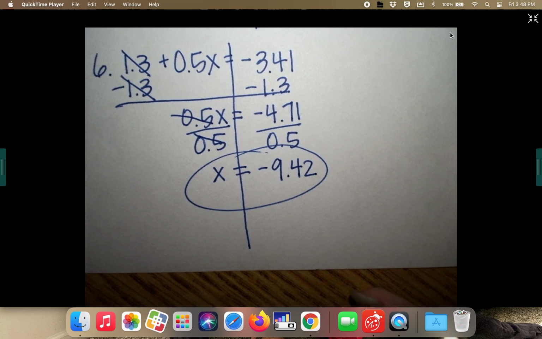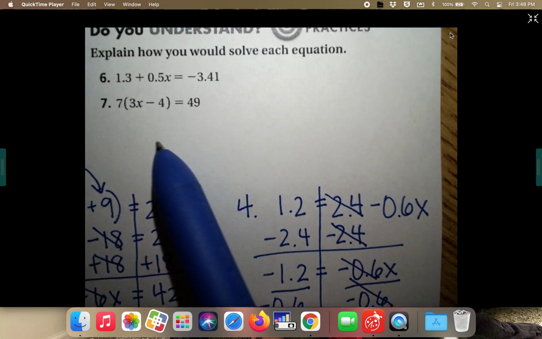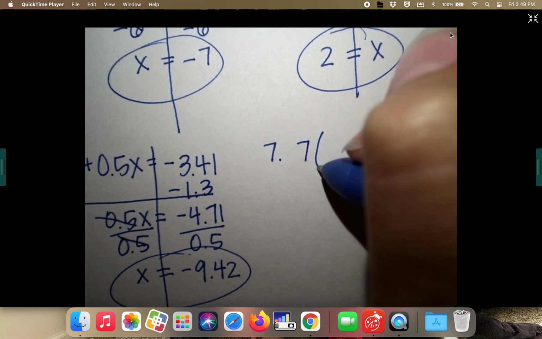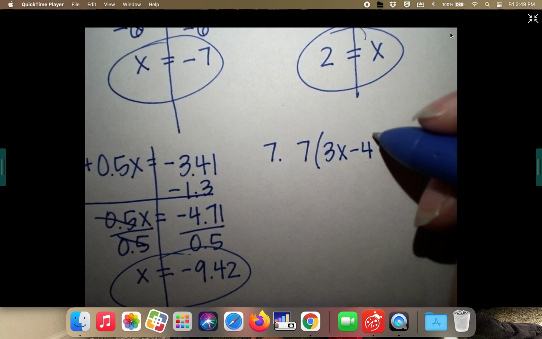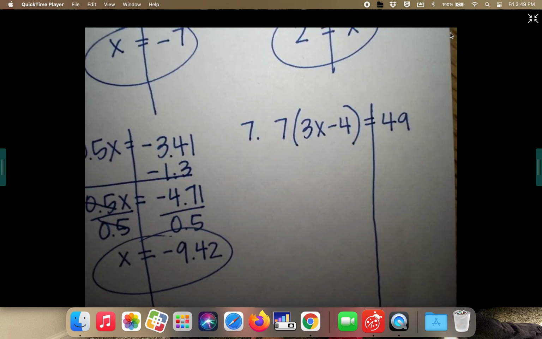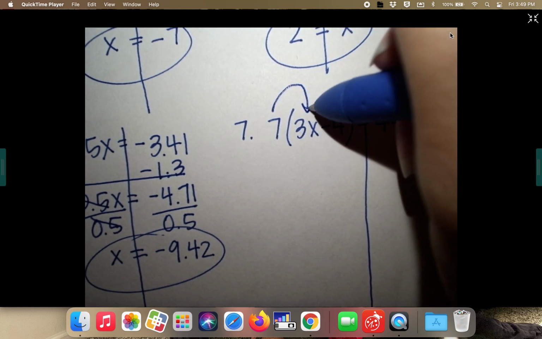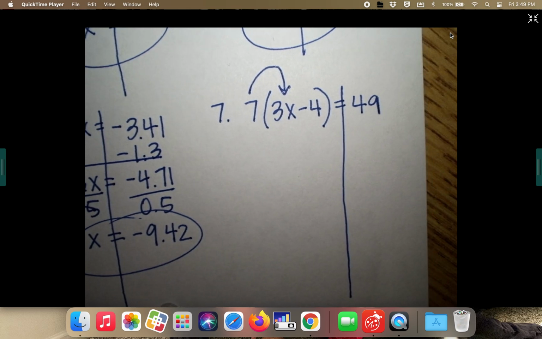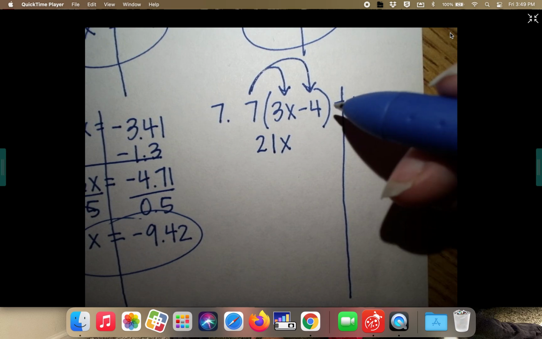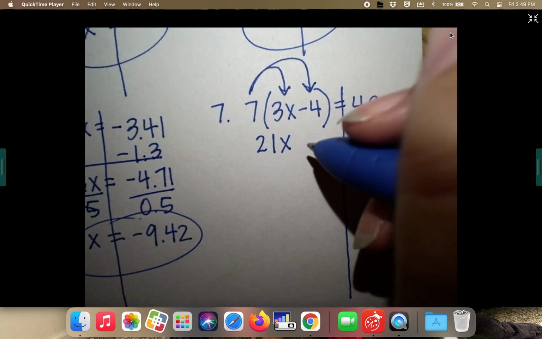All right, and then the very last problem, number 7, looks like it's another distributive property one. 7 times the quantity 3x minus 4. 7 times 3x minus 4 equals 49. All right, we need to distribute. So 7 times 3x is 21x. 7 times negative 4, remember that's a negative 4, even though it looks like a minus 4, that's the same thing. 7 times negative 4 is negative 28.